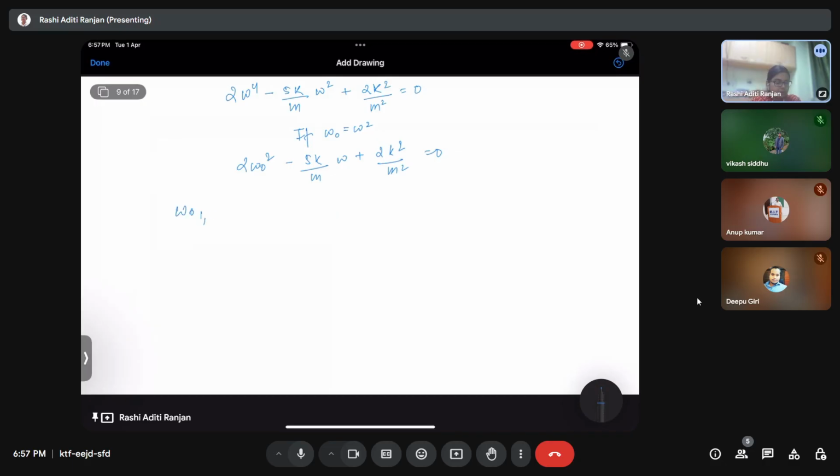Omega naught 1, 2 is going to be minus b plus minus under root of b square, which is going to be 25 k square by m square minus 4 into a into c. 4 into 2 is 8, so 8 into 2 is 16 k square by m square, divided by twice of a, which is 4. Right? So now if I write it, it is going to be plus minus, 25 minus 16 is going to be 9.